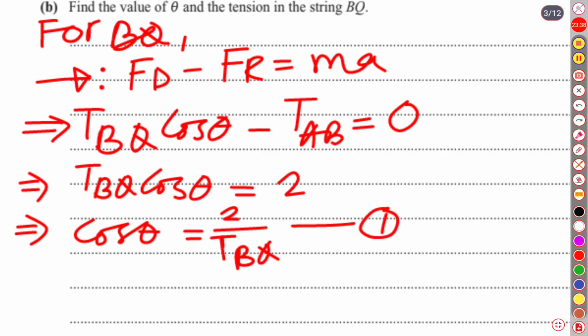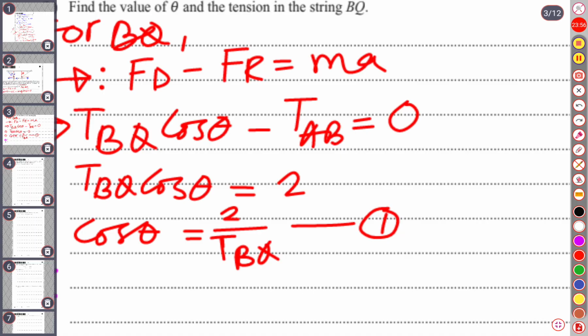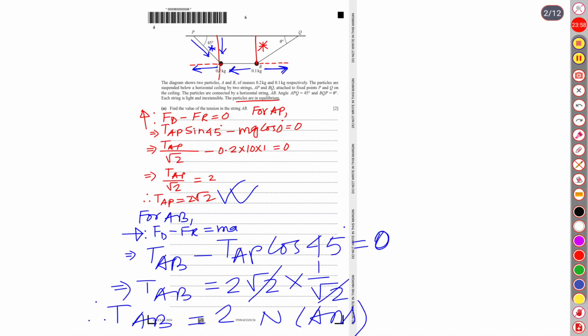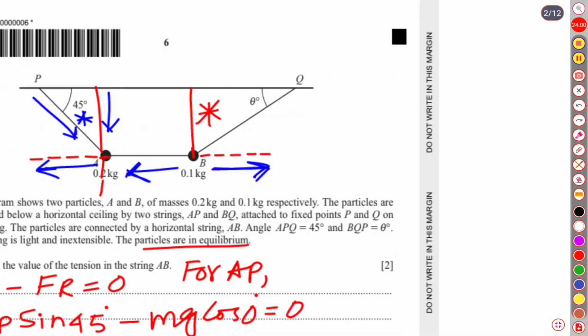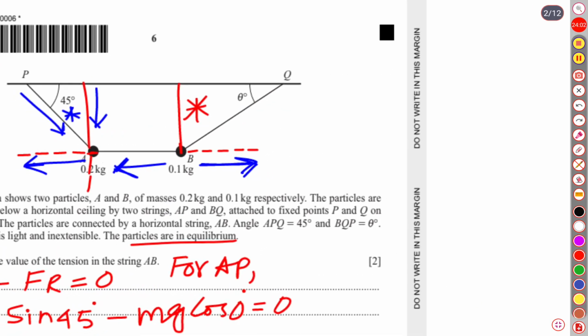Well, for equation number 2, let us change the ink. For BQ, the same string has been used, but we will resolve the forces vertically. Let us find the vertical resultant force using the same triangle. If we analyze it, look, this is the triangle. So for the vertical force, what is the driving force here?